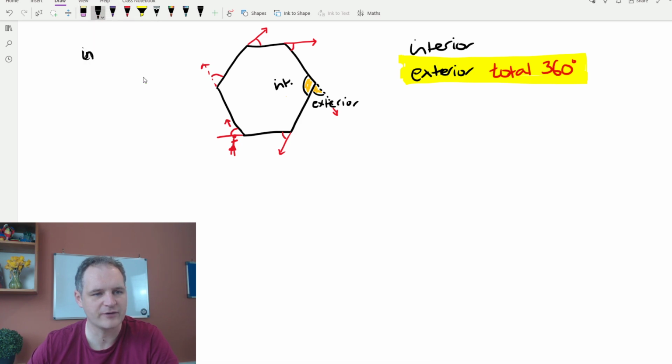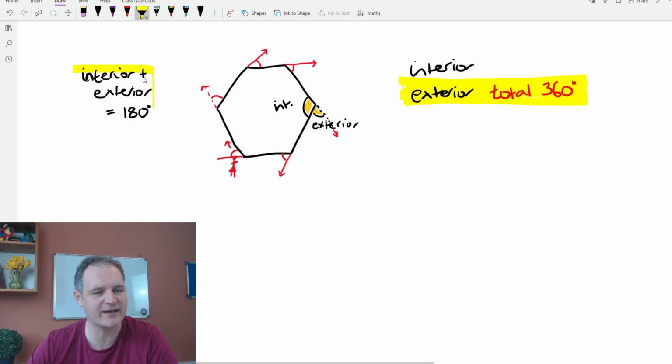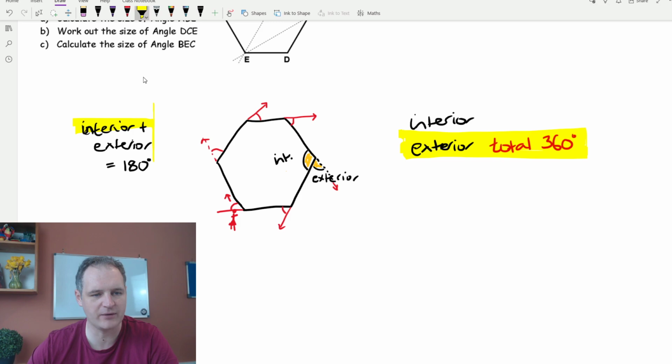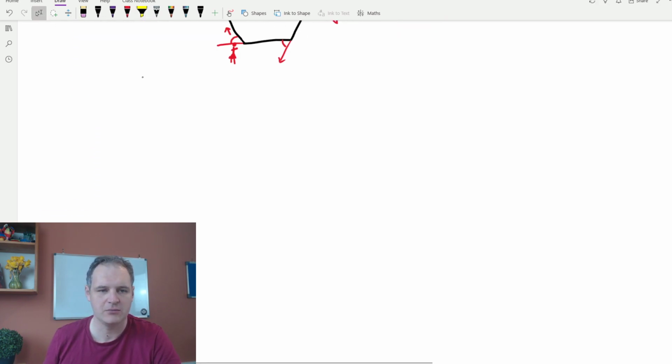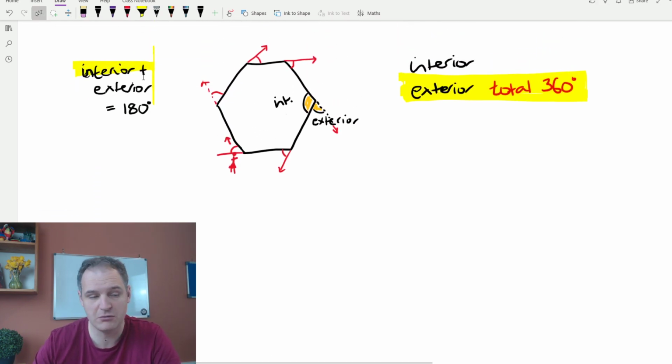Must be for handwriting. Interior plus exterior equals 180. That is our second big fact. Again, you don't really need to say big fact like I just have, but it is quite fun. So fill your boots.